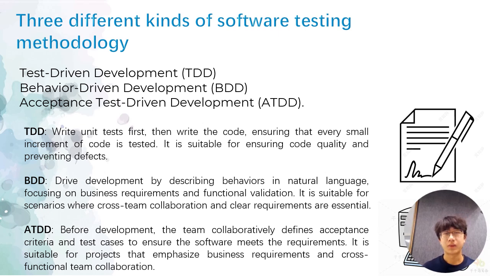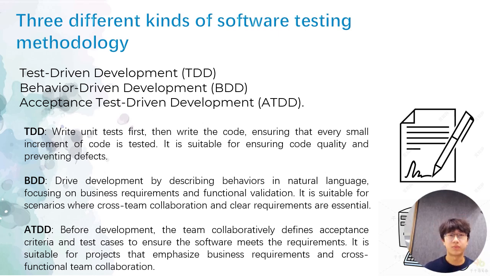And what I want to particularly introduce is the difference between these three methodologies. First, we can see the focus. TDD focuses more on unit testing, BDD focuses more on behavior and feature description, and ATDD focuses more on the acceptance criteria and the business requirements. And the test level: TDD is unit level, BDD is feature, or you can say behavior level, and ATDD is business acceptance level.